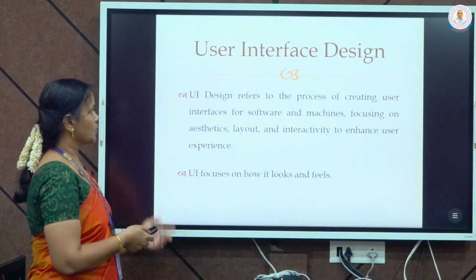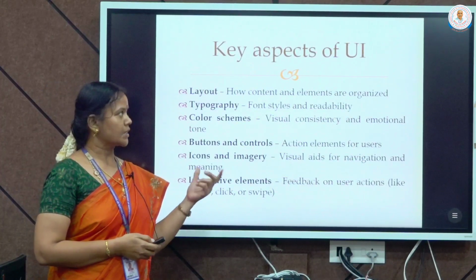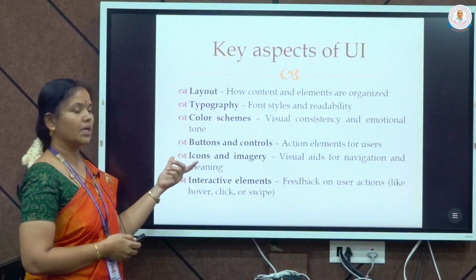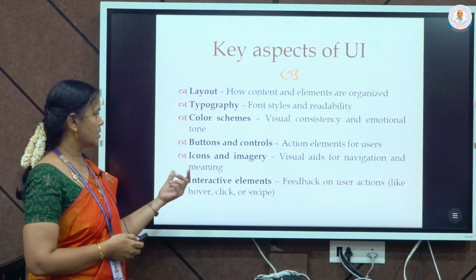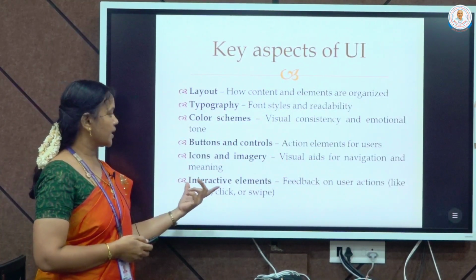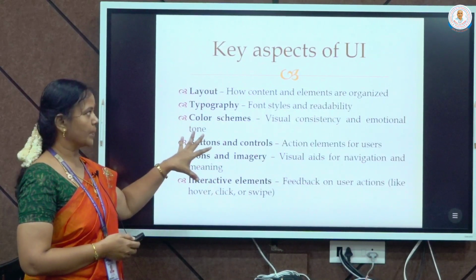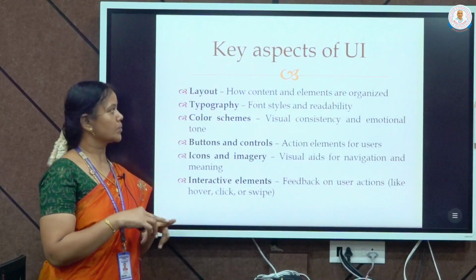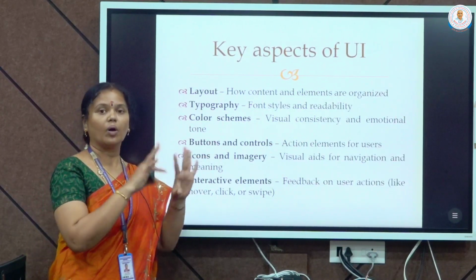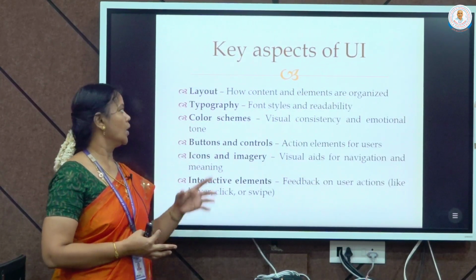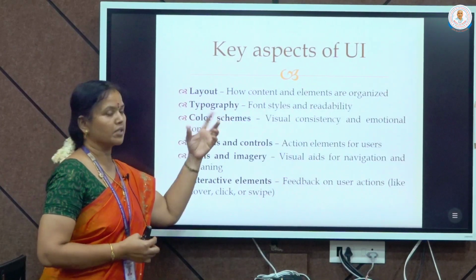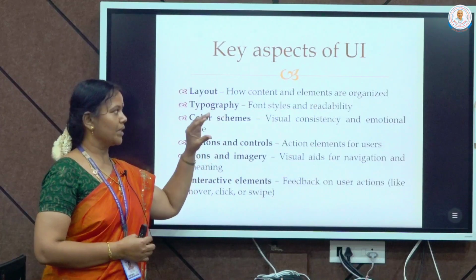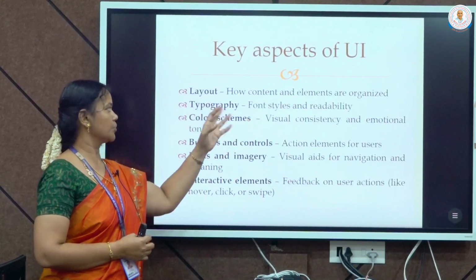That is called user interface design, and the main aspects of user interface are layout, typography, color schemes, buttons and controls, icons and imagery, and interactive elements. These are the main aspects of a better UI. There is layout: the output screen elements should be organized in a better, systematic manner. That is called layout. And typography, the font size. Suppose there is a heading, it should be greater in size, and if it is smaller text, it should be in smaller size, based on readability.